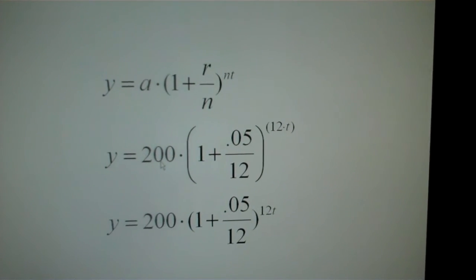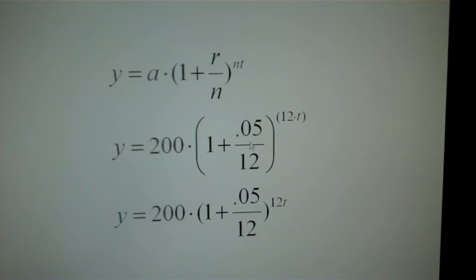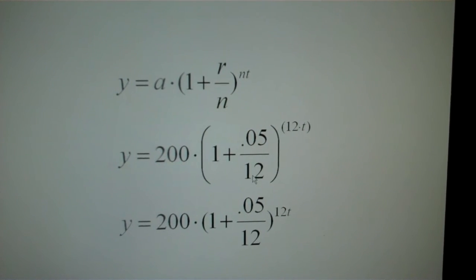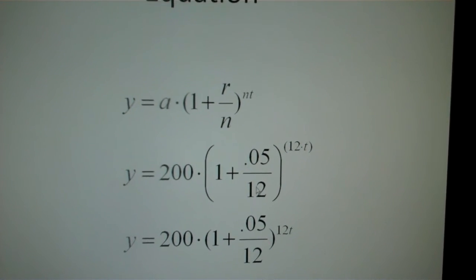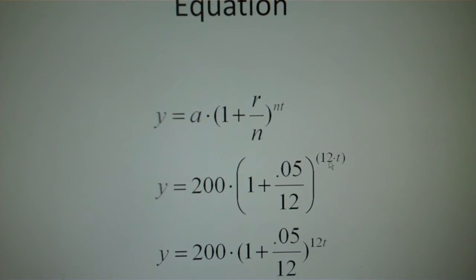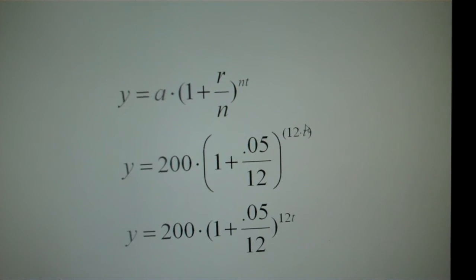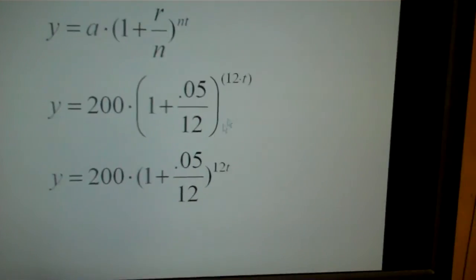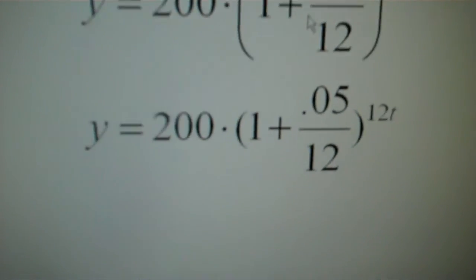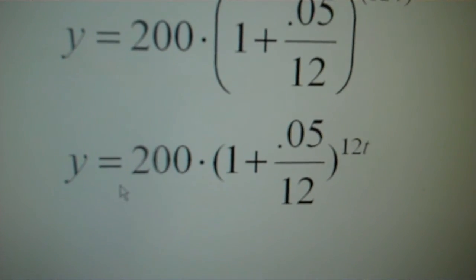Our A is 200. That's the amount that was deposited originally. We plug in 0.05 for our rate, 12 for our N, because that's the number of times it's going to be done in 1 year. On top, we're going to multiply 12 times T, and because we have different numbers for T, I just left this as a variable. So what this means is that you will want to plug this equation into your calculator under y equals.